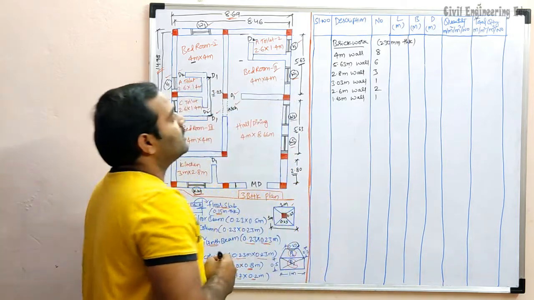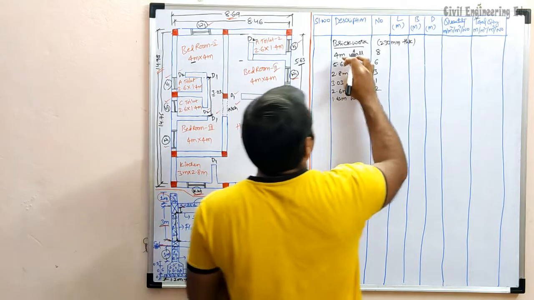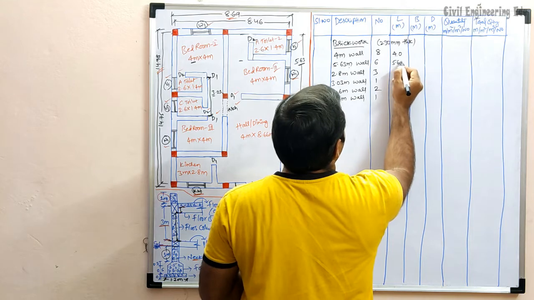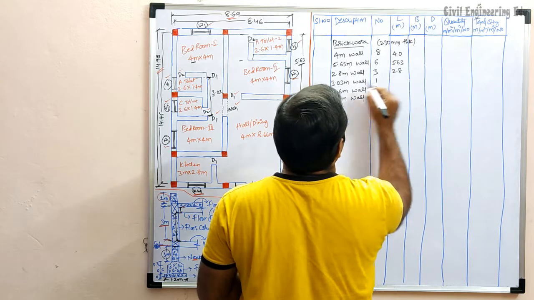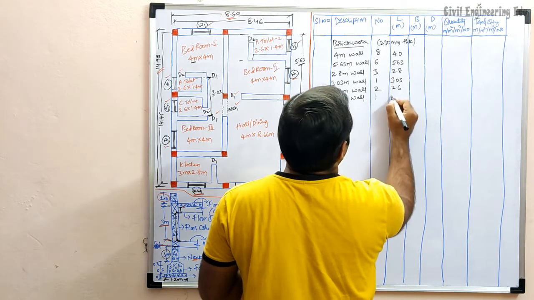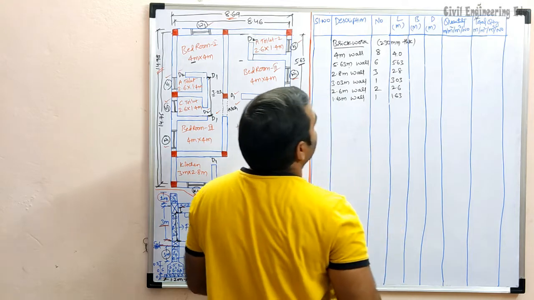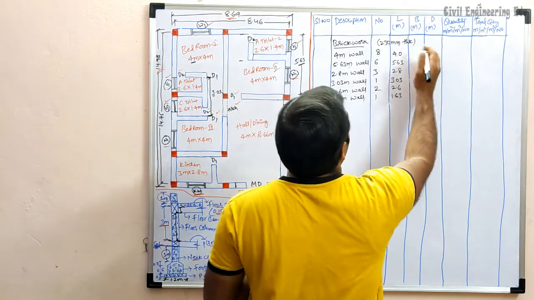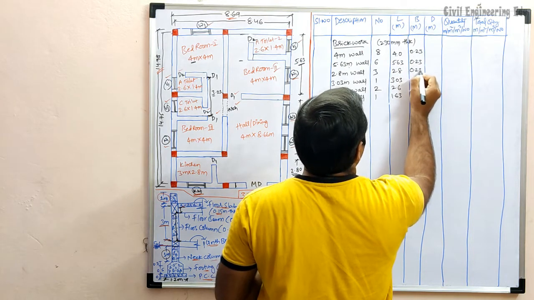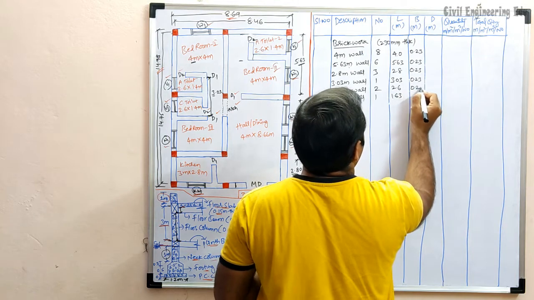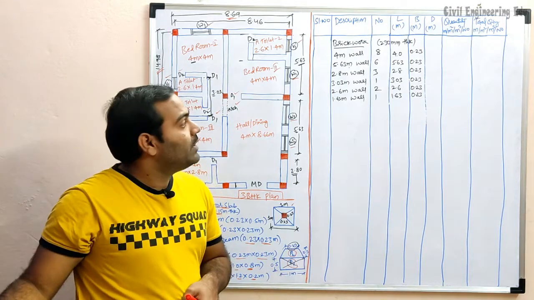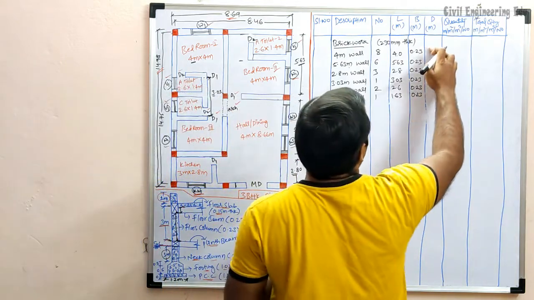Now let us calculate the quantities. As this length is 4 meter, I am going to write 4 meter. This is 5.63, this is 2.8, this is 3.03, this is 2.6, this is 1.63 meter. Now coming to the breadth of the wall. It is common for all, a 230 mm wall.